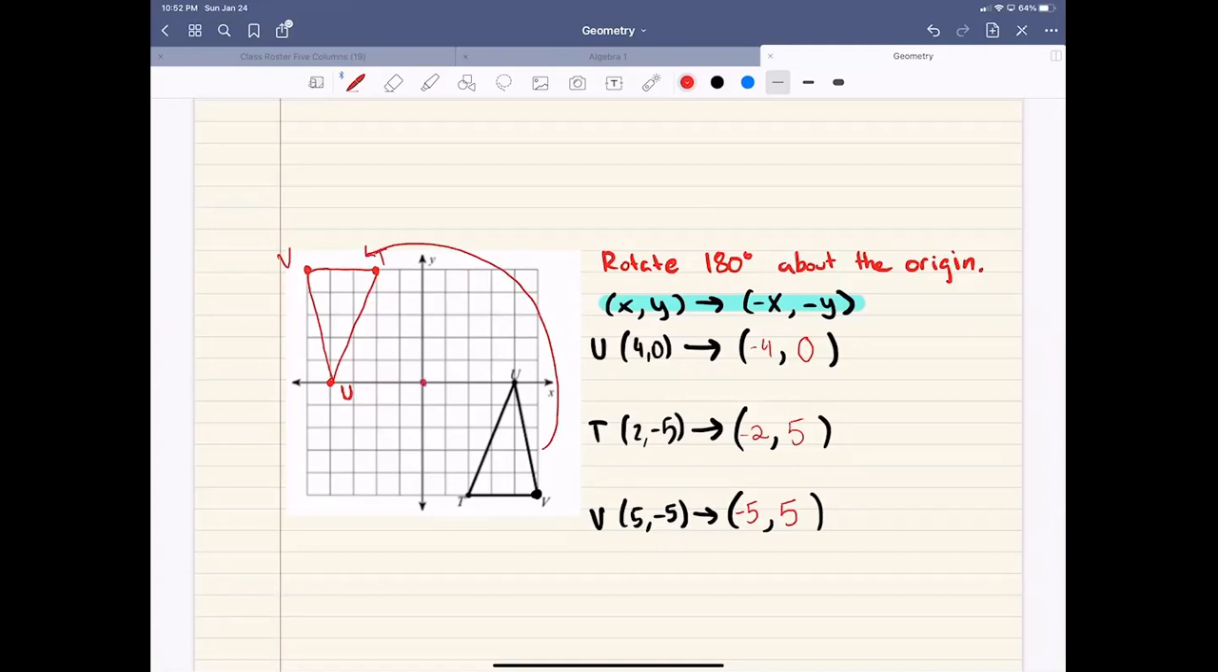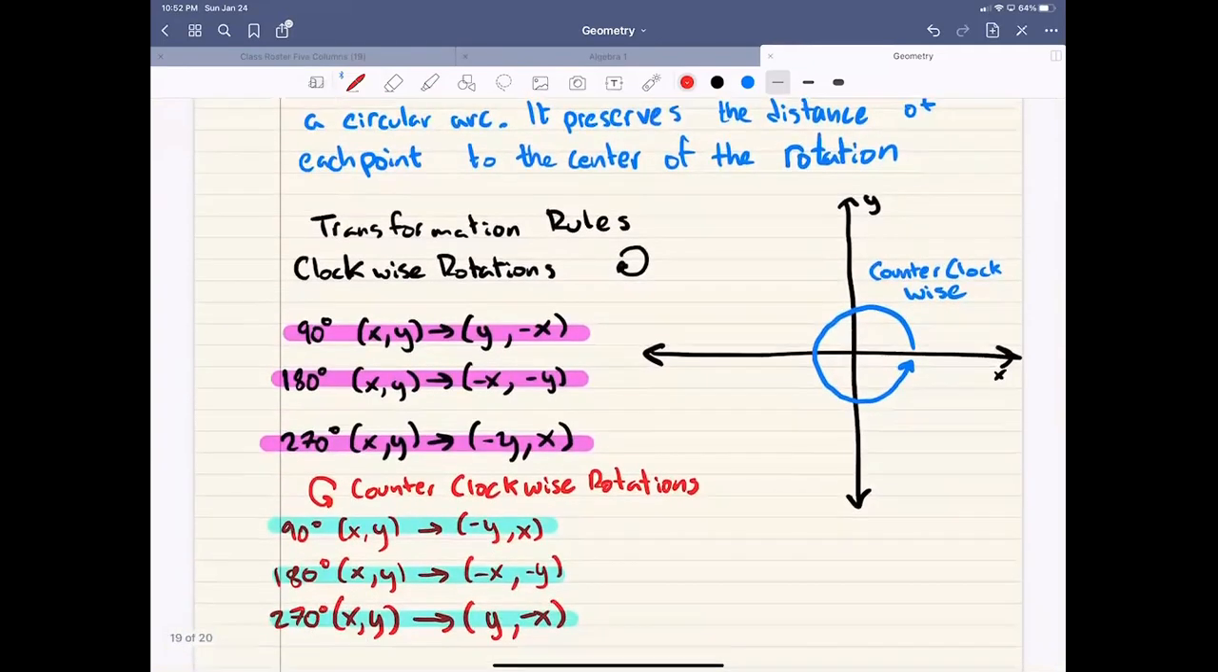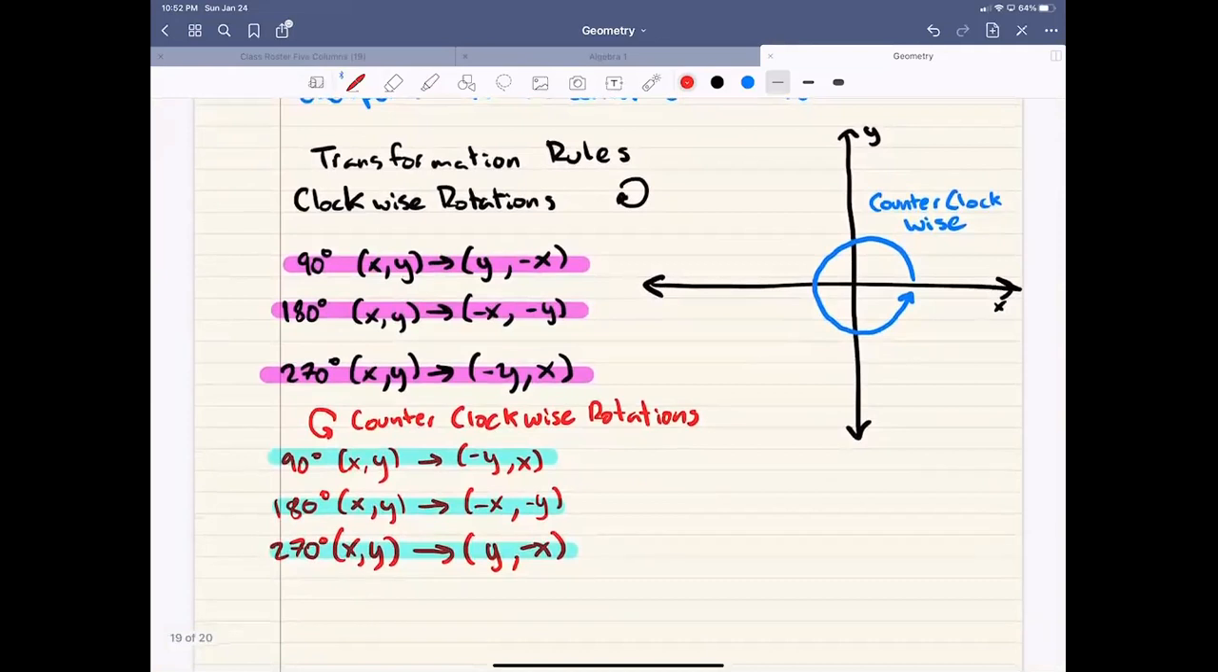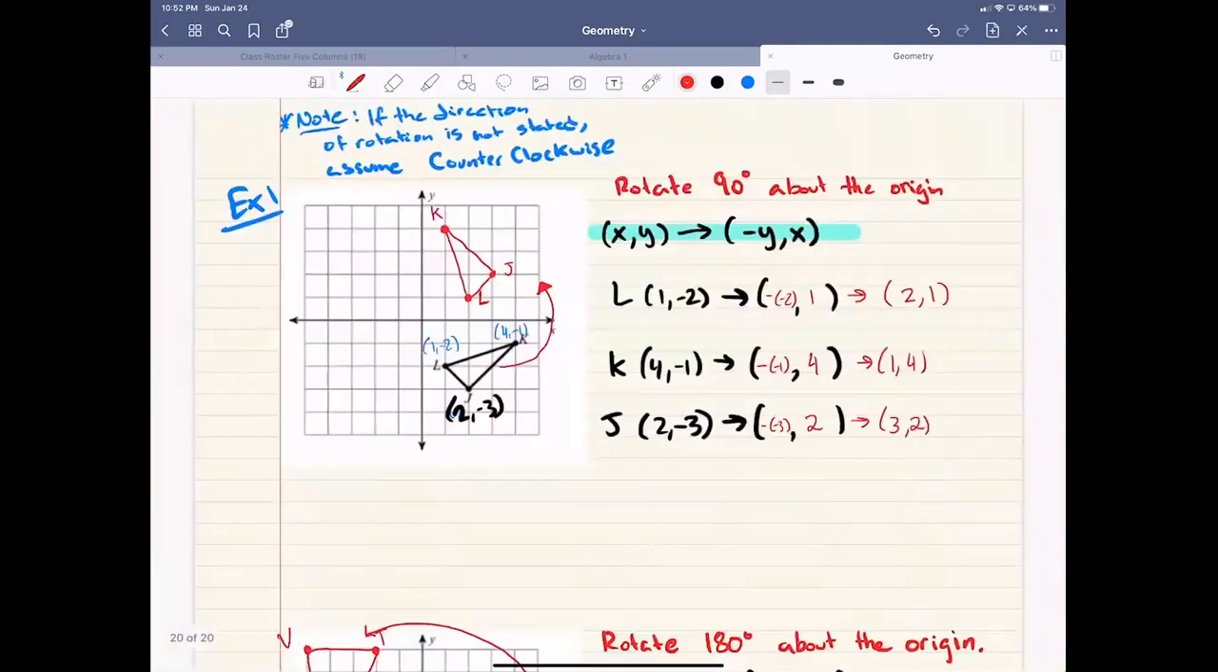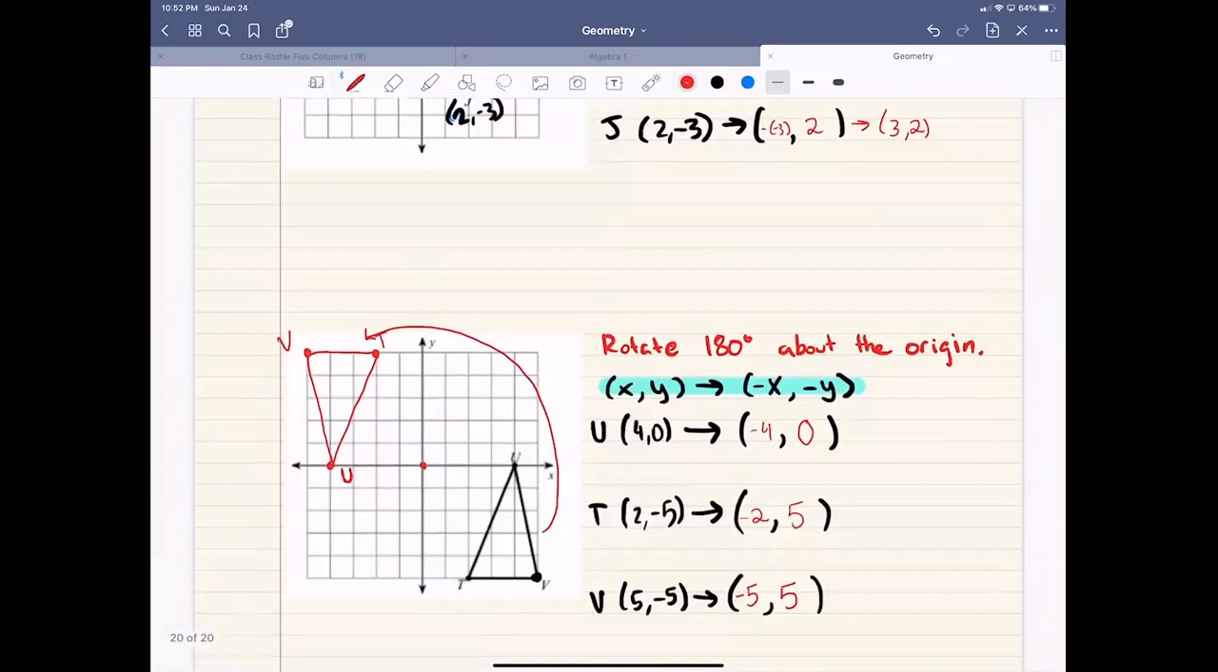Okay, and that's basically it, guys. All you have to do is follow these rules that are on here, and you'll be able to rotate any image. All you have to do is find out where the x and y values of those points are, and then just move them. Your homework's going to be based on this, and you're going to have an IXL assignment based on this.